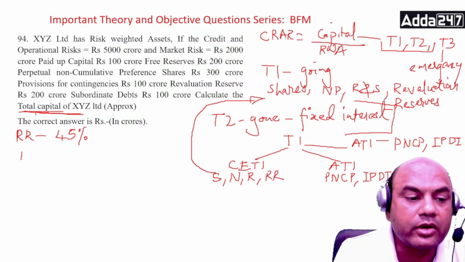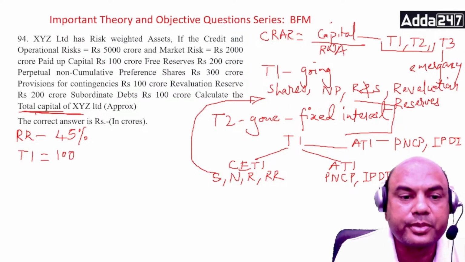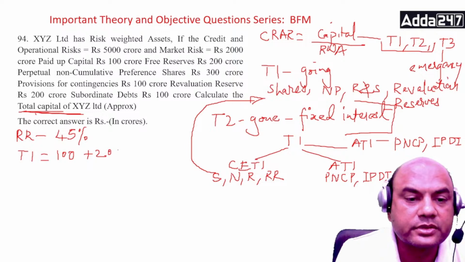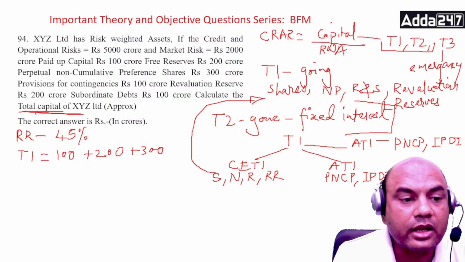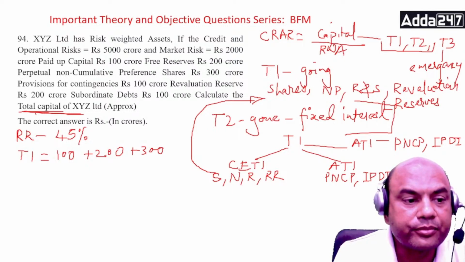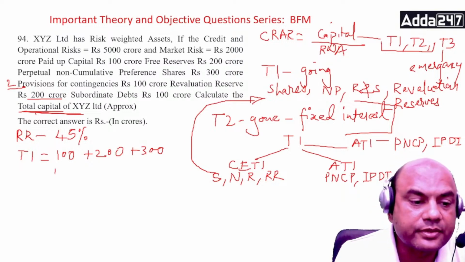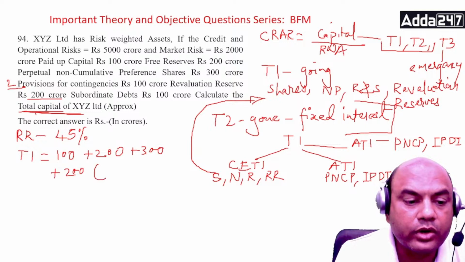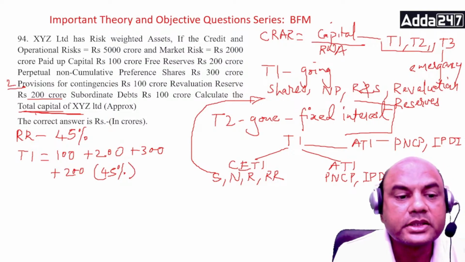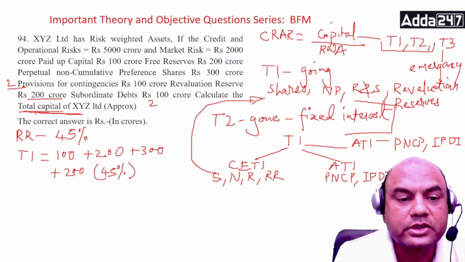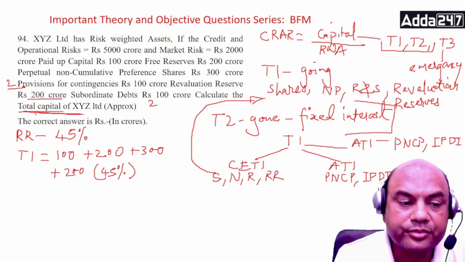So now T1 will be what? Go on adding 100 crores, that is paid up, plus free reserves 200 crores, plus PNCP 300 crores, plus contingencies, this is the part of T2, I'll write a 2 over here. Revaluation reserves 200 crores, but I'll take it at 45%. So plus 200 into 45%, whatever that figure is, so 90. Subordinate debt, that's a part of T2. This is 2. Okay, so now calculate it. So my T1 is what?